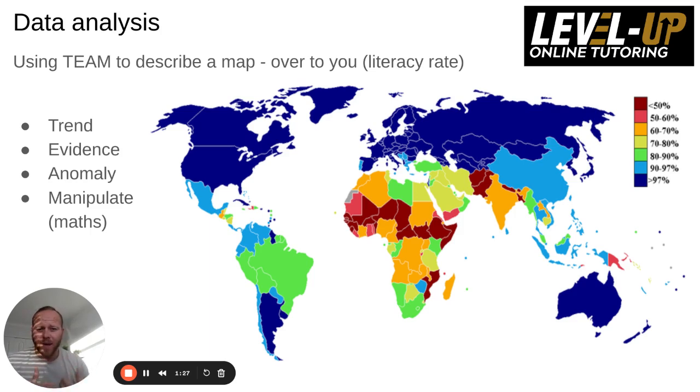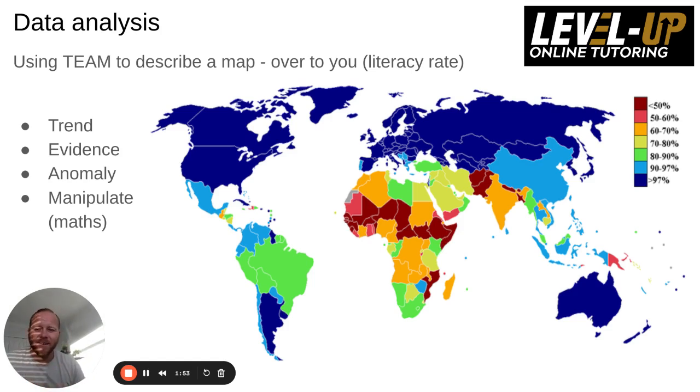Then we just need to back it up with evidence. So we give an example. We say, for example, the UK, and then we use our data here, has literacy rates of 97% and above. But we've got to make sure that our evidence backs up the trend that we said. So that only works for the trend about Europe. If I said that Africa has low literacy rates, then I need to talk about Somalia, for example, which has literacy rates of less than 50%.